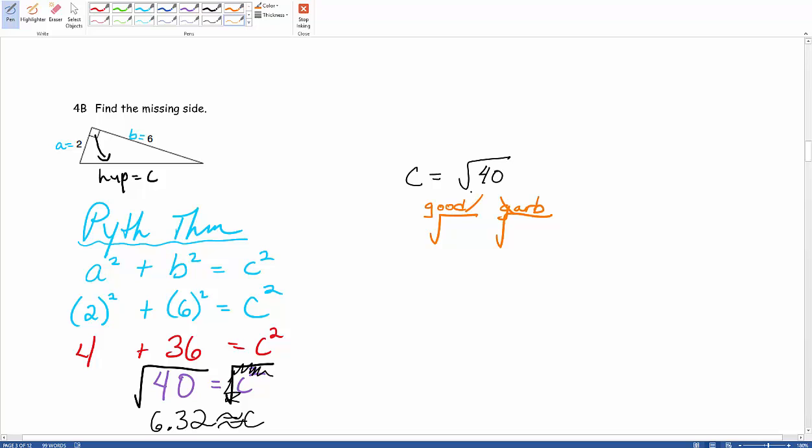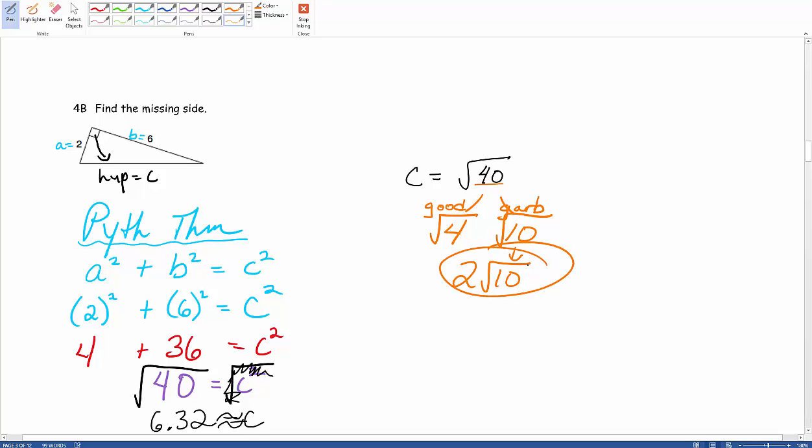Well, 40 divided by 4 is, in fact, a nice evenly divisible. That can go in our good. So 40 divided by 4, again, this is a perfect square right here, this 4, would give us 10 that's left over in our garbage. And then we could just simplify this down to 2 square root of 10. That garbage just kind of drops down.